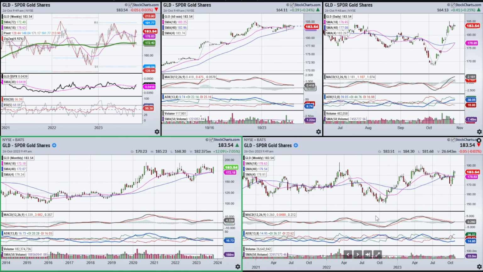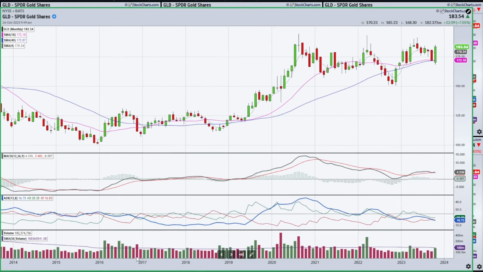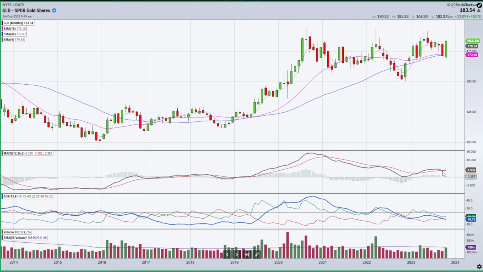All right, let's look at GLD. So I do like the looks of this. I got a request on this, and I like how this played out. We overran the 18-month line a little bit, but if we look at what took place, this was a pinch play. You see how this held on the monthly MACD?